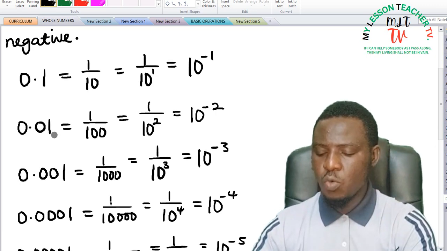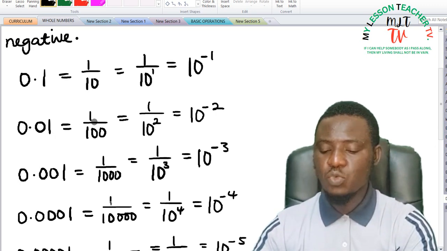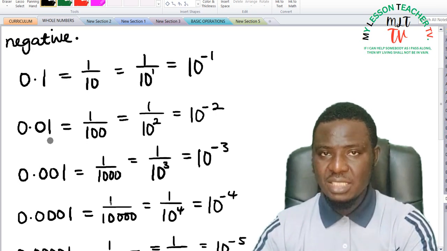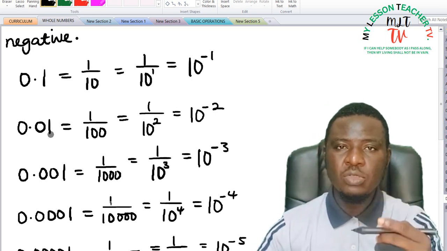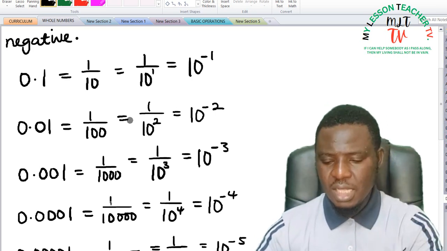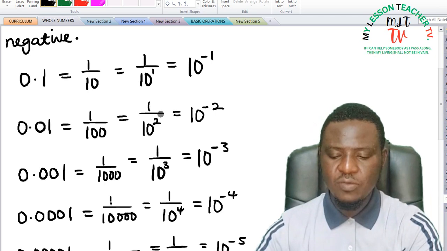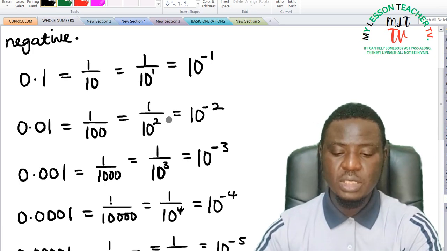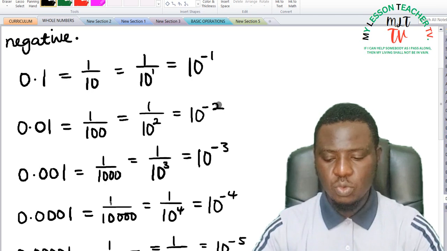Also, 0.01 can be expressed as 1 over 100 because the last digit, which is 1, is occupying the hundredth place value, and that can be simplified as 1 divided by 10 to the power of 2, or 10 squared, because 100 is expressed as 10 squared, so it is equal to 10 raised to the power of minus 2.